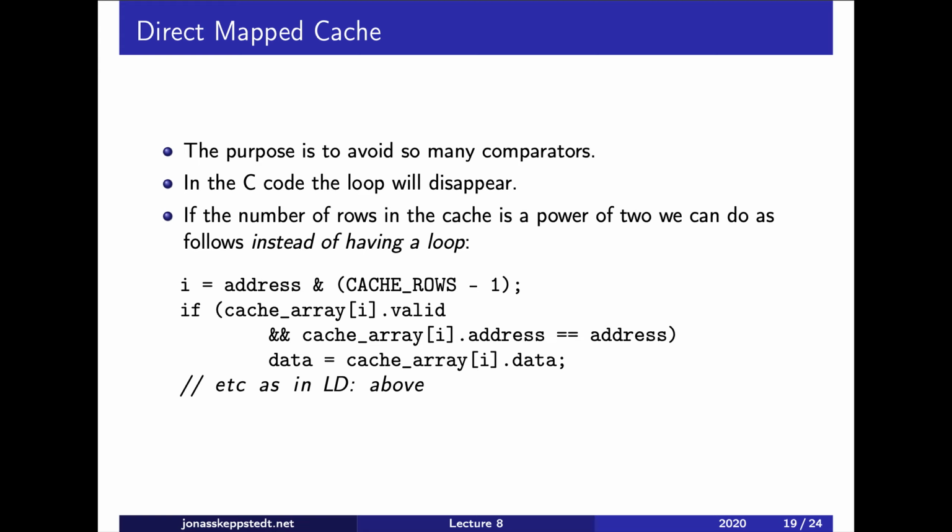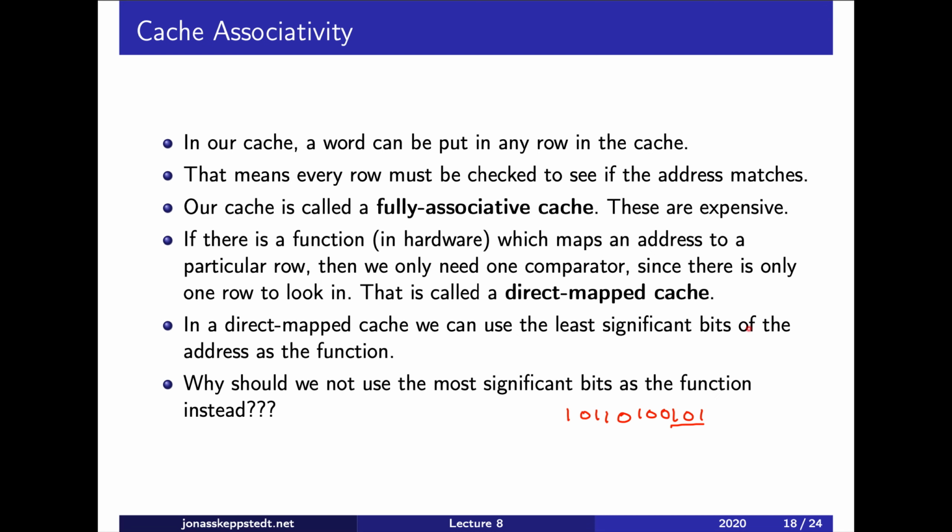So how can we compute which row it is? Well, in C, which models this, we can take the number of rows minus 1 and use bitwise AND. This requires that we have a power of 2 number of rows, which is typically what we want. In hardware, we don't have to calculate anything. We just select these bits and use them to decide which row we are interested in.